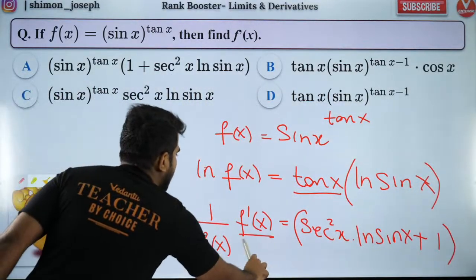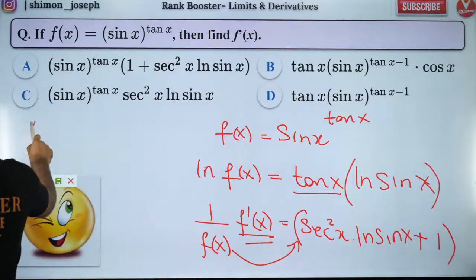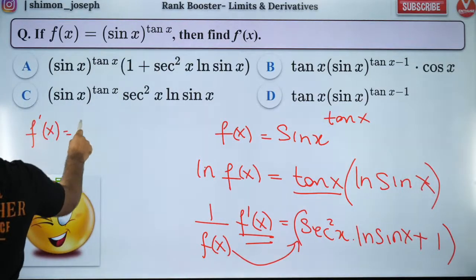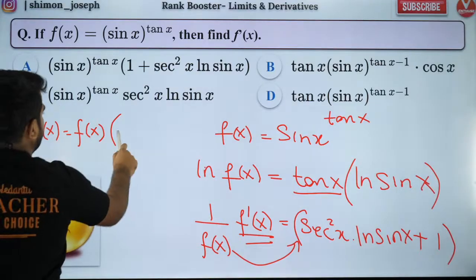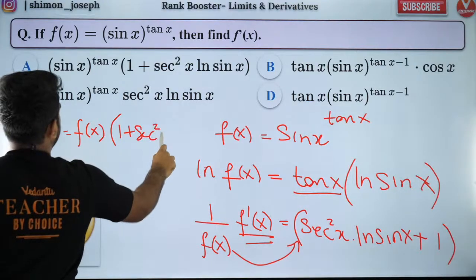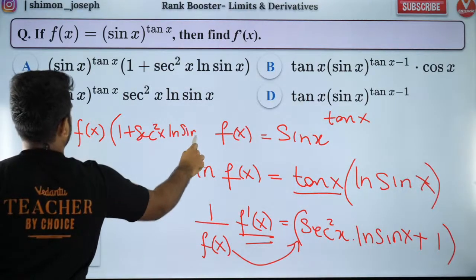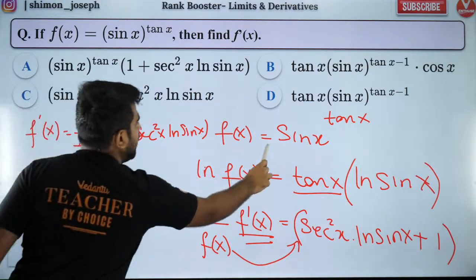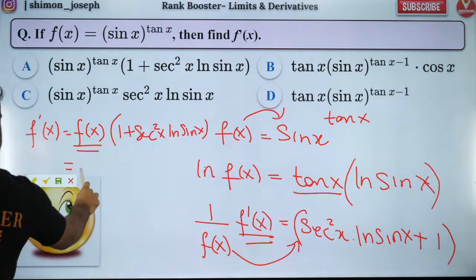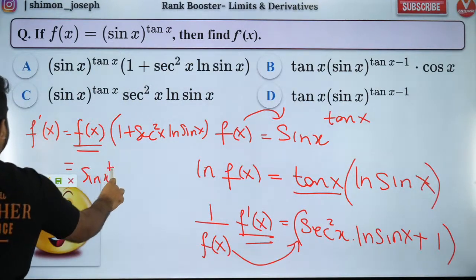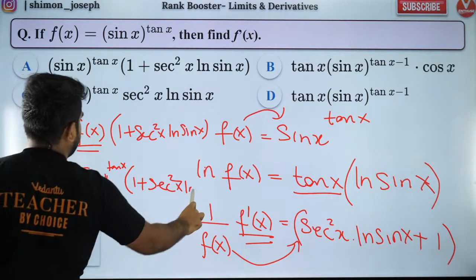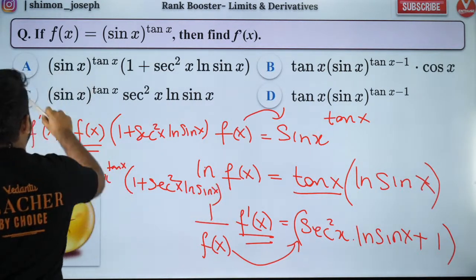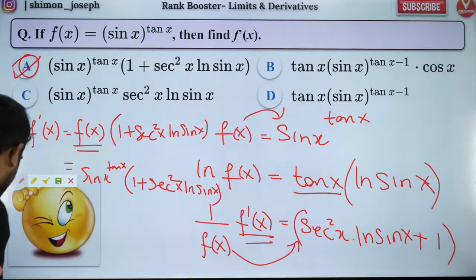Now this is your answer. We want only f dash of x, so take this to the other side. So f dash of x is equal to f of x into (1 plus secant square x ln sin x). Now what is f of x? f of x is sin x to the power tan x. So it is sin x to the power tan x into (1 plus secant square x ln sin x). So which option is that? That is option A. Very good, Dharmateja.